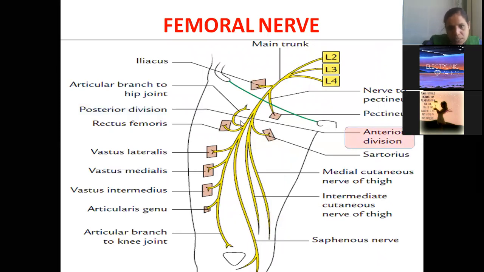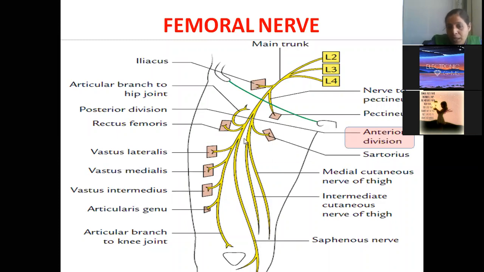What are the two divisions it has? One is the anterior division and the other is the posterior division. Now, from the main trunk, two muscles are being supplied. What are those? Iliacus and pectineus. Iliacus and pectineus from the main trunk. Now, after going below the inguinal ligament, this trunk is dividing into anterior division and posterior division.